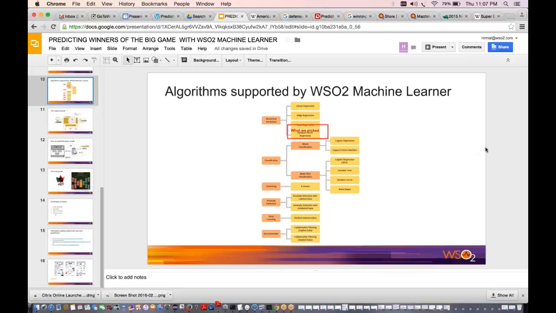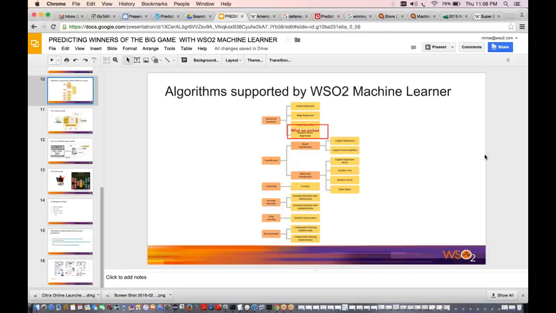And are the algorithms also used by competing products? I think there are competing products that expose a certain set of algorithms, but the key differentiation of WSO2 machine learning is that it's part of a data analytics platform. So you publish only once, and then you could perform all four types of analytics: batch, real-time, predictive, and interactive analytics. So you publish once and do all these analytics.